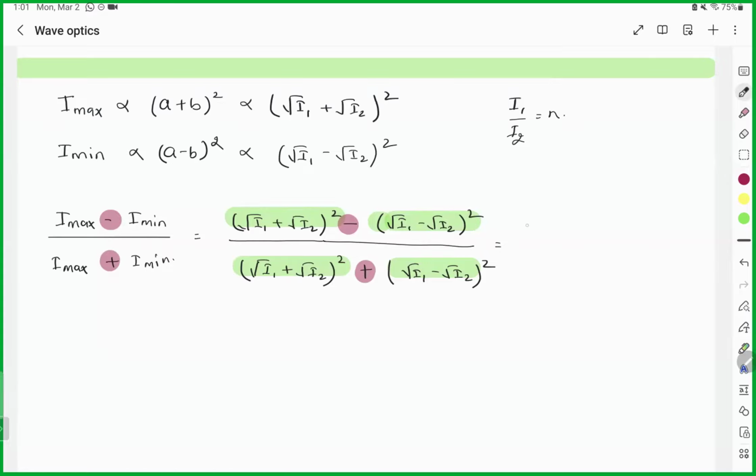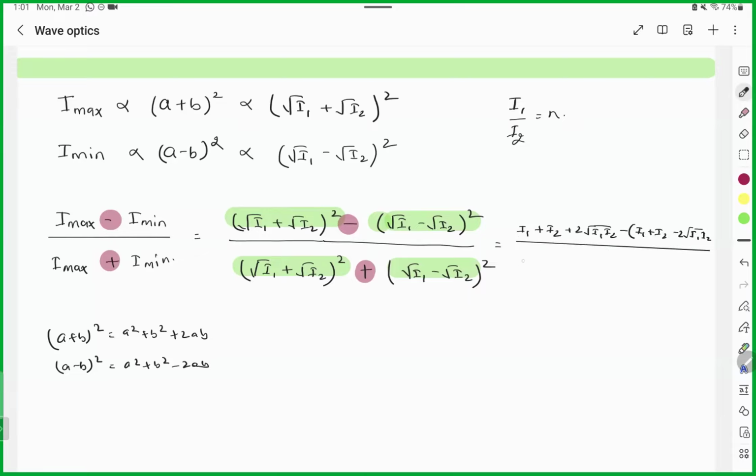So the first value will be, guys, you will apply the formula (a plus b) whole square equals a square plus b square plus 2ab. So the first value will be a square I1, b square I2, 2ab, 2 under root I1 I2. And for (a minus b), you will apply this formula: a square plus b square minus 2ab. So the minus value is I1 plus I2 minus 2 under root I1 I2, divided by the same thing, but the sign will be positive: I1 plus I2 plus 2 under root I1 I2, plus sign. Here it was minus: I1 plus I2 minus 2 under root I1 I2.